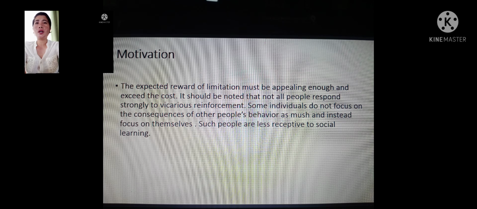The fourth one is motivation. The expected reward of imitation must be appealing enough and exceed the cost. It should be noted that not all people respond strongly to vicarious reinforcement. Some individuals do not focus on the consequences of other people's behavior much and instead focus on themselves. Such people are less receptive to social learning.